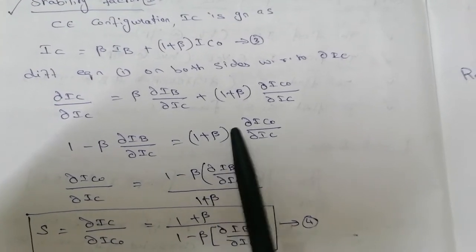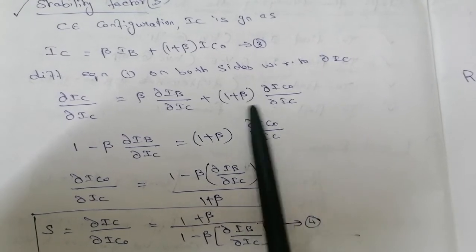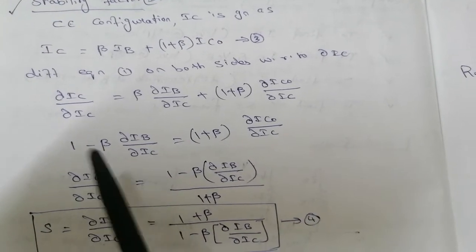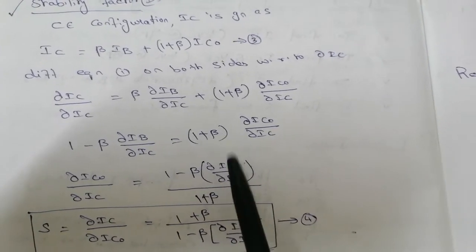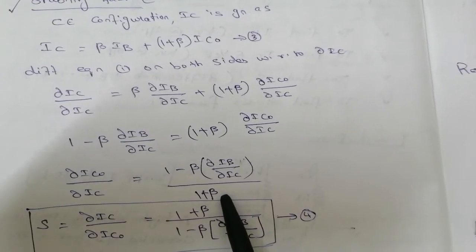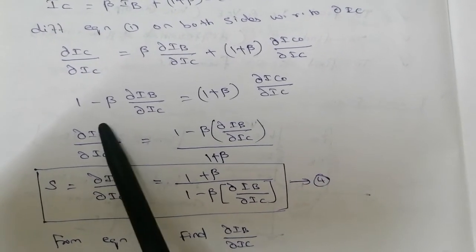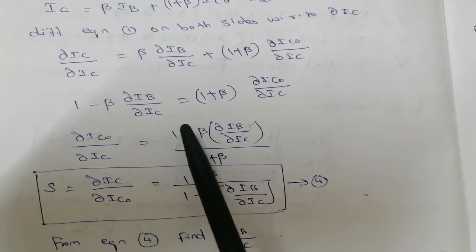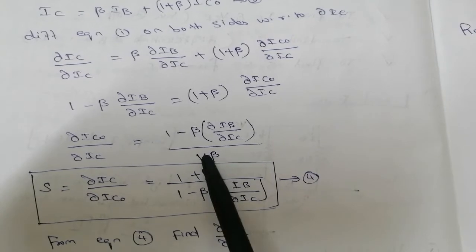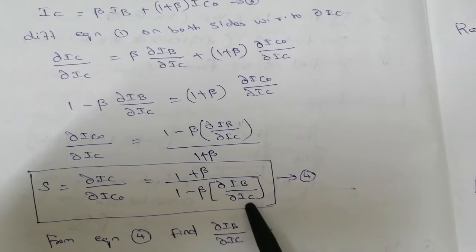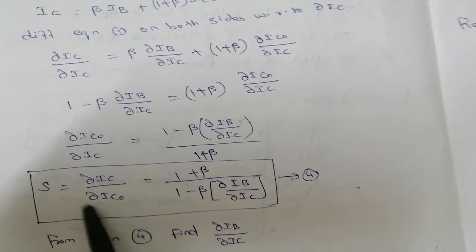But S is nothing but ∂IC by ∂ICO. So first we find this term, ∂ICO by ∂IC, which is equal to 1 minus beta ∂IB by ∂IC divided by 1 plus beta, right? But S is equal to ∂IC by ∂ICO, so just reverse this term. It is also reversed, that is, 1 plus beta divided by 1 minus beta into ∂IB by ∂IC, right? So this is the stability factor due to change in collector current.